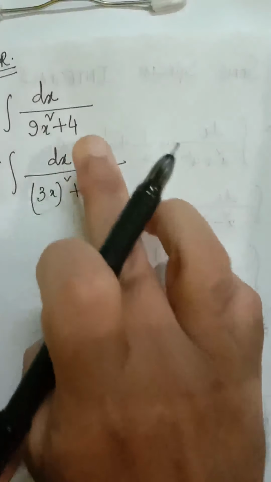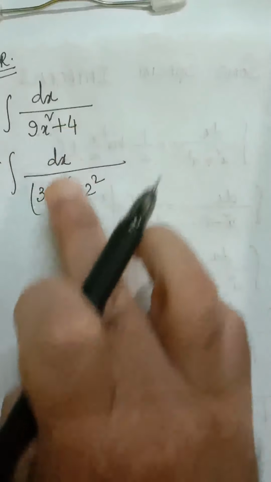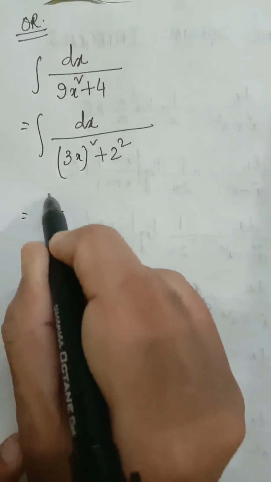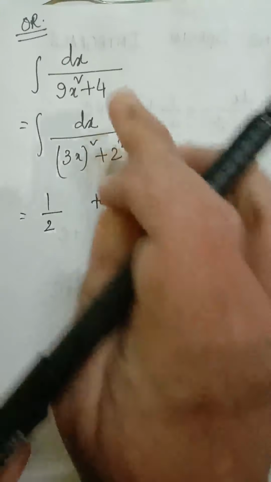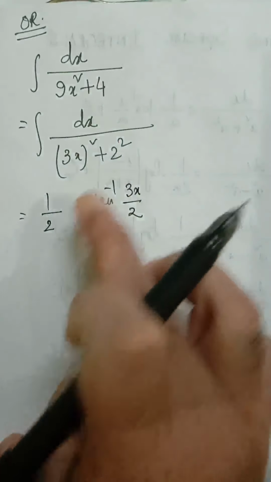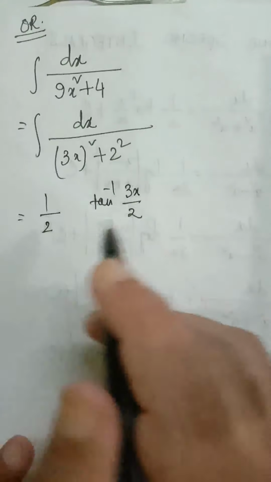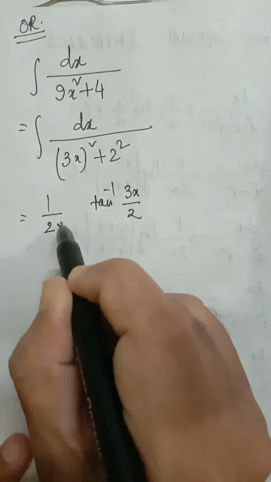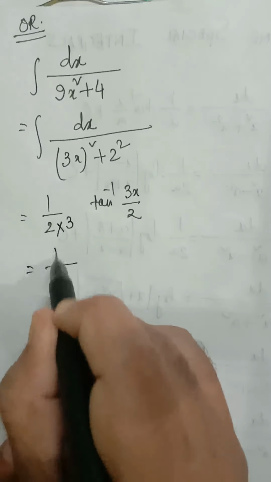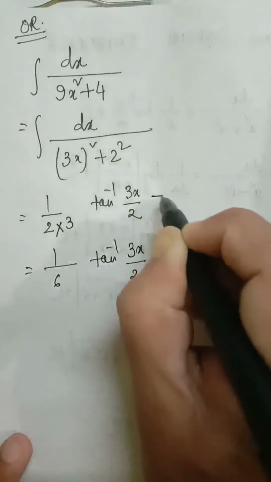Now we can consider the given integral in the form dx by x square plus a square. We know dx by x square plus a square is 1 by a tan inverse of x by a. But be very careful: we have to divide the answer by the coefficient of x. Here the coefficient of x is 3, so we have to divide by 3. So it will be 1 by 6 tan inverse of 3x by 2 plus c.